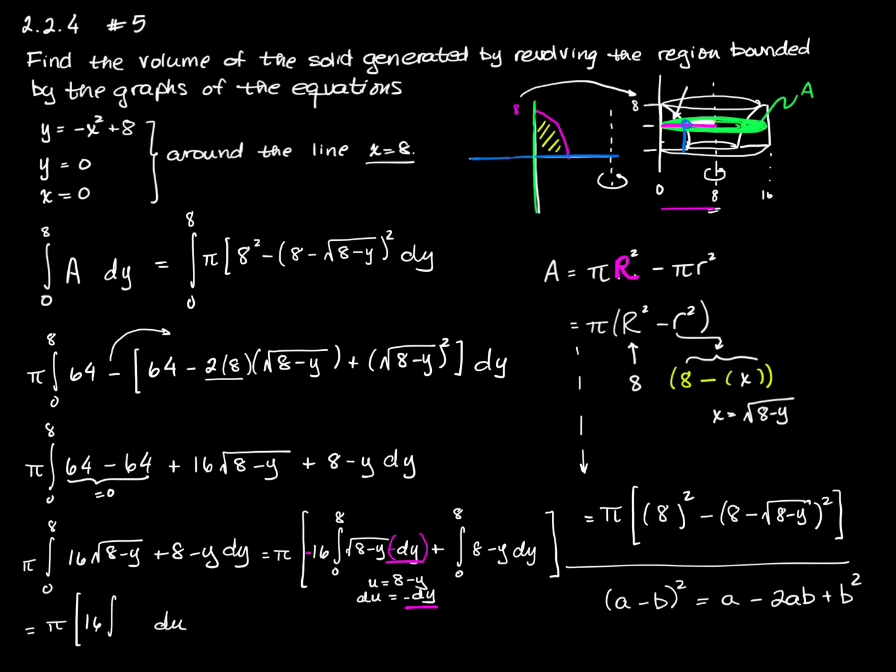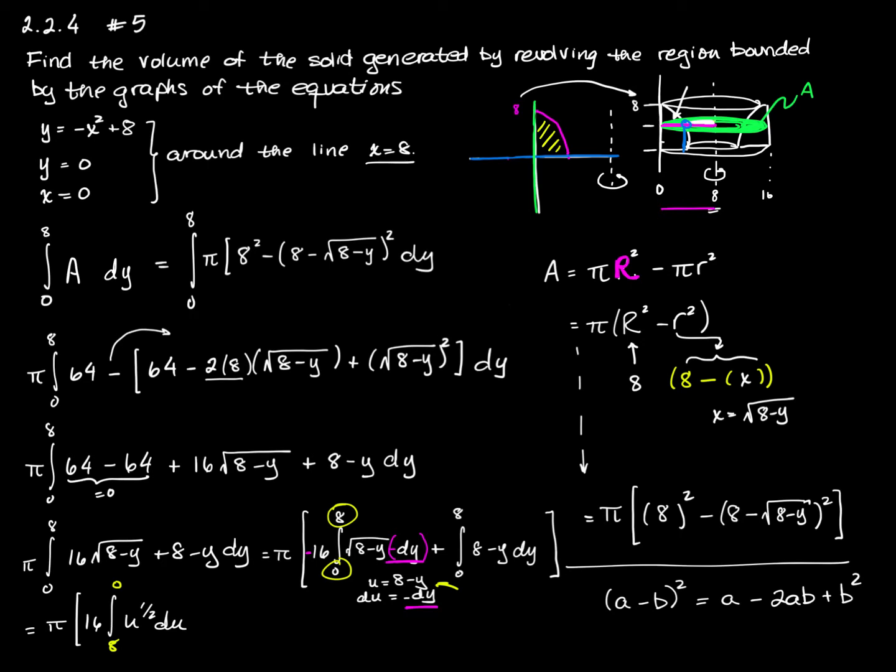And since 8 minus y is u, I now have the square root of u, or u to the 1/2. And that's going to be a lot easier to integrate. One thing I will have to keep in mind is that it's y that goes from 0 to 8, right? So I have to change my limits of integration. If y is 0, u is 8. And if y is 8, u is 0. So I have new limits of integration.